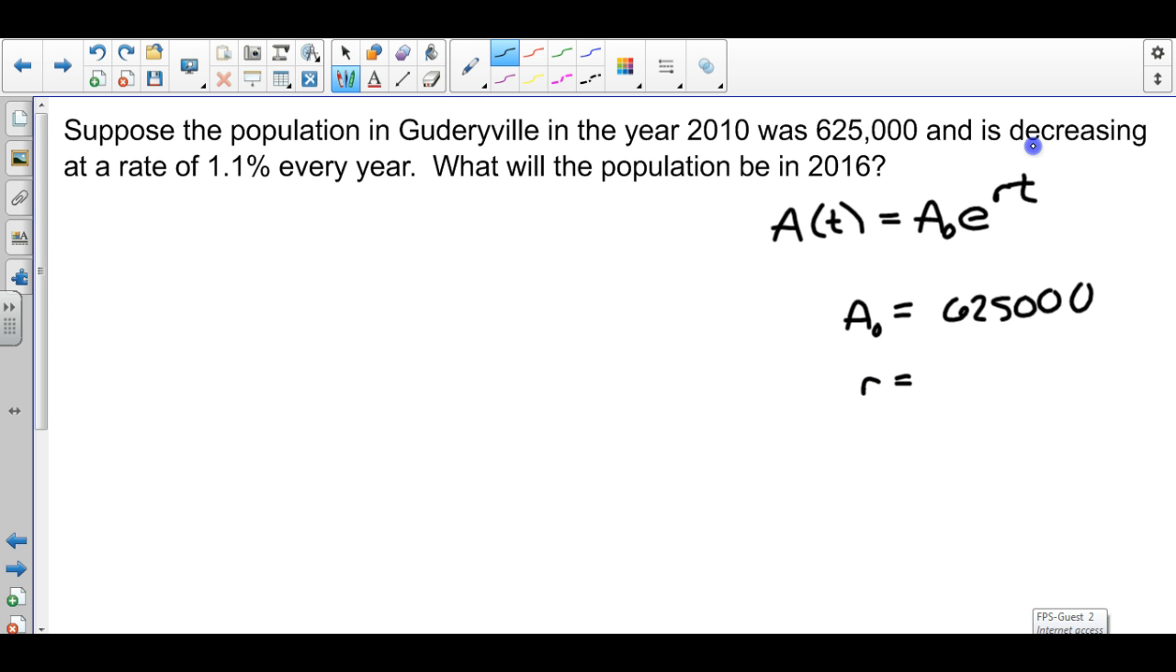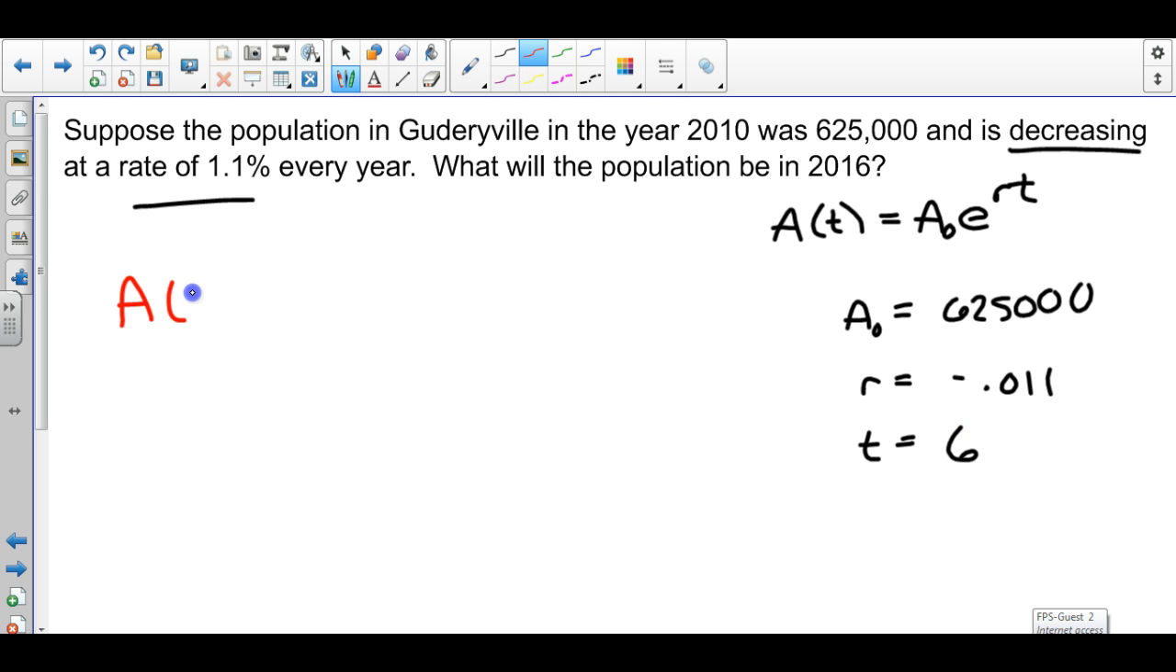Now my rate, since we are decreasing at a rate of 1.1%, first of all, I'm going to slide my decimal 2 spots to the left and get 0.011. But since it's decreasing, I'm going to throw a negative sign out front of that. And then for the time, be really careful. It's in the year 2016. Notice we started in the year 2010. So just subtract those two numbers to figure out how much time has elapsed, and it would be a total of 6 years. So then all I'm going to do is throw those values into the equation.